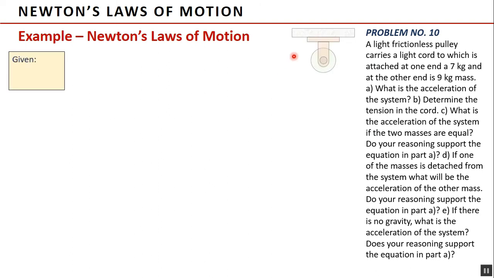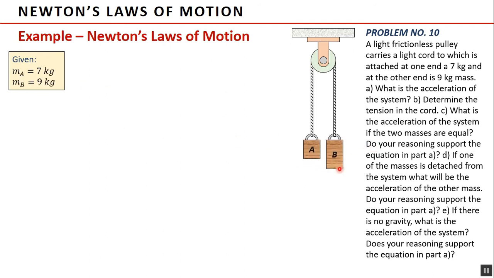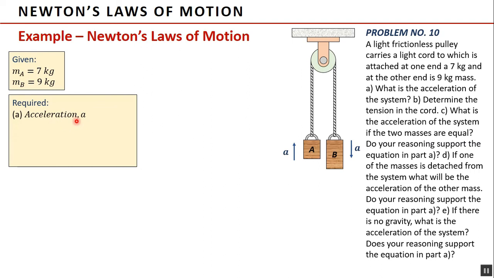So here is the pulley, and this is the light cord. And at each end of the cord, we have unequal masses. Mass of A is 7 kg and mass of B is 9 kg. If we release both masses, of course, by means of gravity, mass B will accelerate downward since it is heavier than mass A. And since mass A is connected to mass B by means of this cord, mass A will accelerate upward. And that is what we are going to find out in letter A, the acceleration of the system.